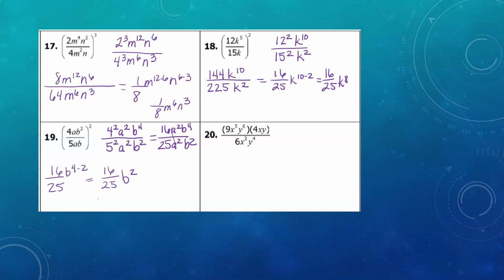Number 20, you have to multiply first. So I have 9 times 4 is 36. Now we're going to add the exponents because we're multiplying. So I have x to the 5 plus 1, y to the 6 plus 1, which will give me 36 x to the 6th y to the 7th divided by 6x squared y to the 4th. Now this is 6x to the 6 minus 2, y to the 7 minus 4, which gives me 6x to the 4th, y to the 3rd.